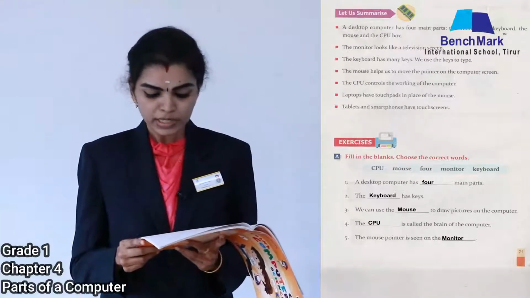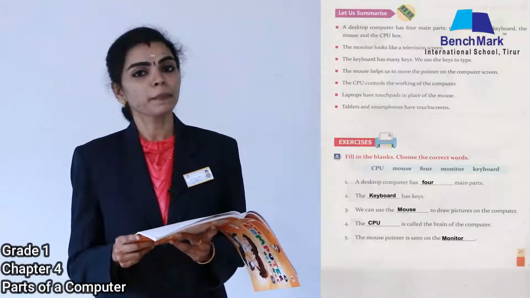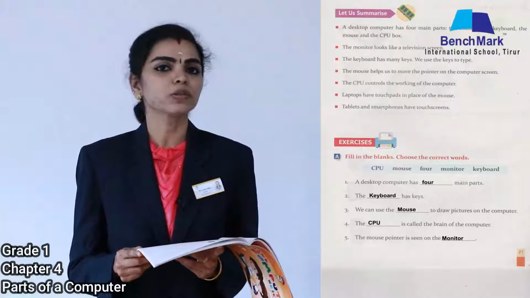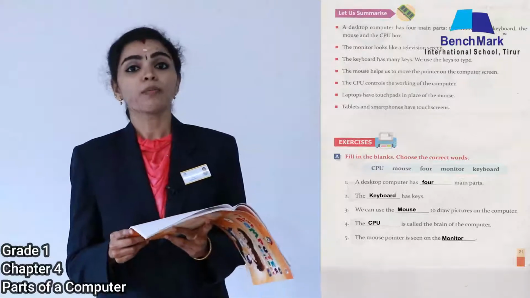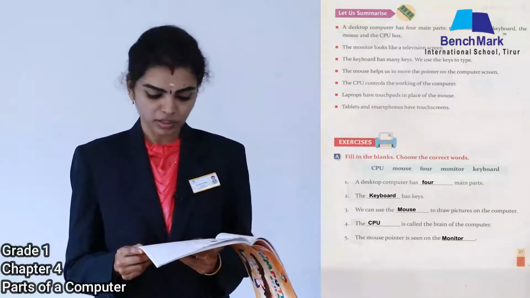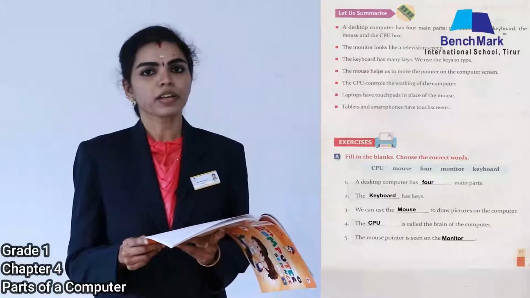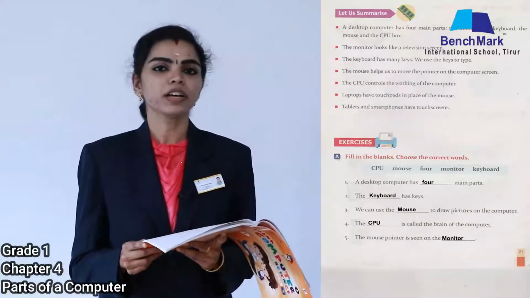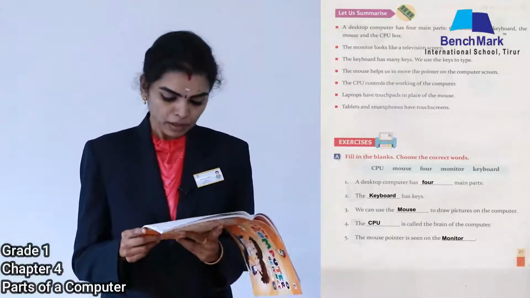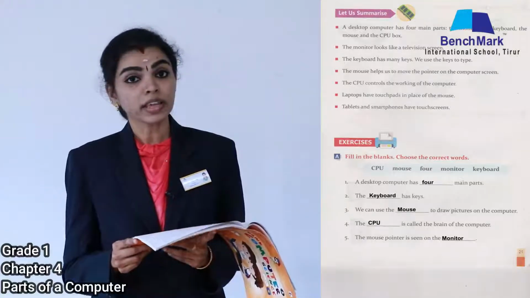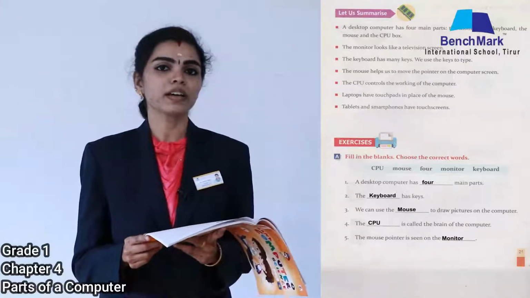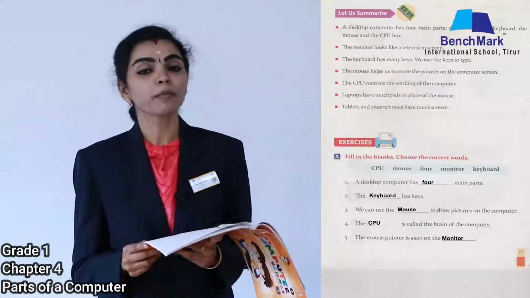We can use dash to draw pictures on the computer. So dash is used to draw pictures. Our mouse is used to draw pictures. And dash is also called the brain of the computer. Which is called the brain of the computer? That is our CPU. The mouse pointer is seen on the dash. Where do we see the mouse pointer? We see the mouse pointer on the monitor.